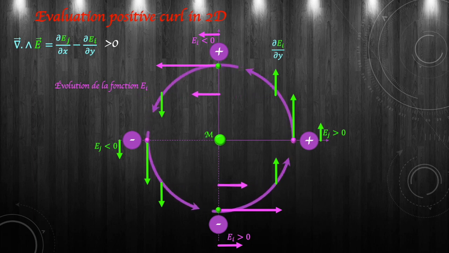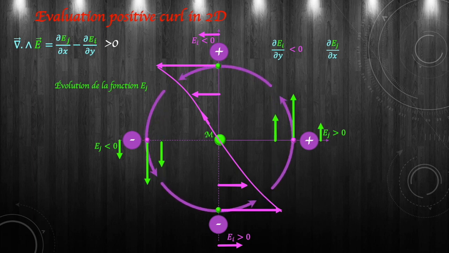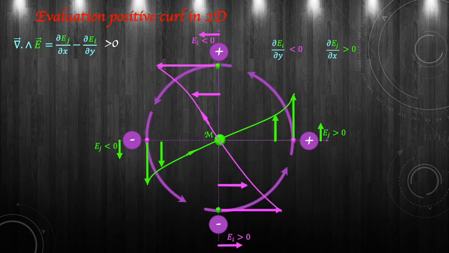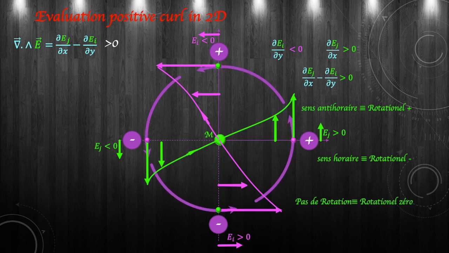Evaluating the partial derivatives of the components: the derivative of the y component with respect to x increases linearly, resulting in a positive value. The derivative of the x component with respect to y decreases linearly, giving a negative value. Thus, the difference, positive minus negative, yields a positive curl. From this, we deduce that counterclockwise rotation corresponds to a positive curl. Clockwise rotation corresponds to a negative curl. No rotation corresponds to 0 curl.